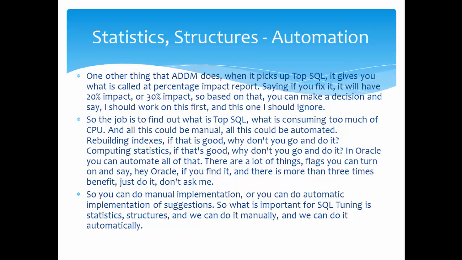Statistics, structures, and automation. One other thing that ADDM does, when it picks up top SQL, it gives you what is called a percentage impact report, saying if you fix it, it will have 20% impact or 30% impact. So based on that, you can make a decision and say, I should work on this first and this one I should ignore. So the job is to find out what is top SQL, what is consuming too much CPU, and all this could be manual. All this could be automated.